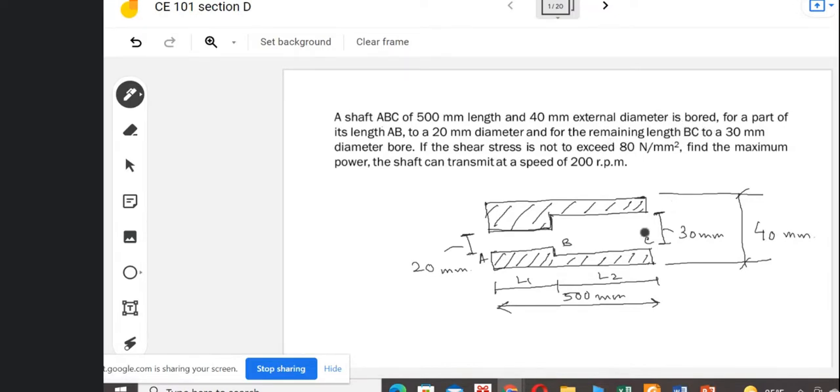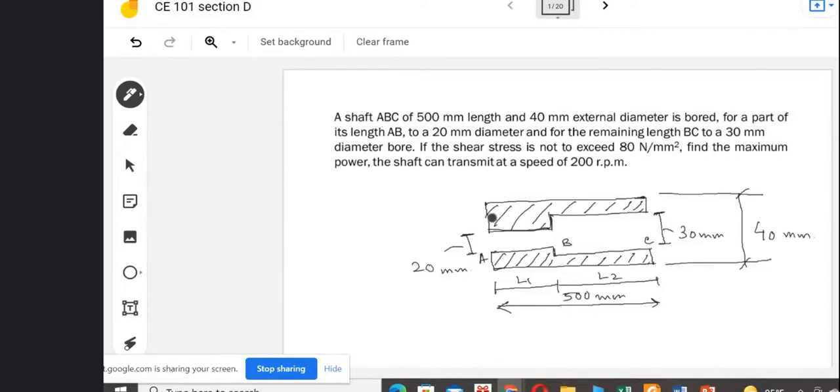So the external diameter is bored for a part of its length AB, to a 20 millimeter diameter. So the total was 40 millimeter earlier, now for a length of AB it is bored, meaning extracted, and for the remaining length BC to a 30 millimeter diameter bore. So out of this total diameter of 40 millimeter, the area of 30 millimeter was removed.